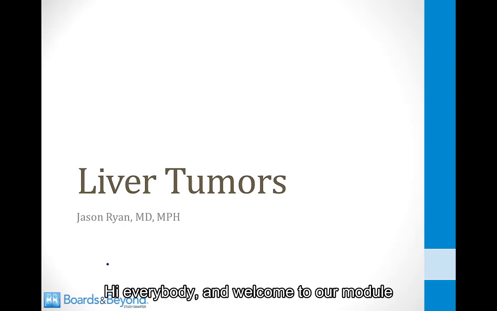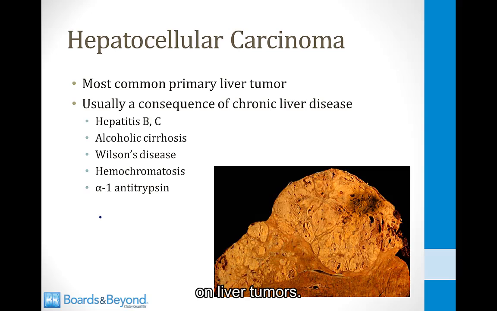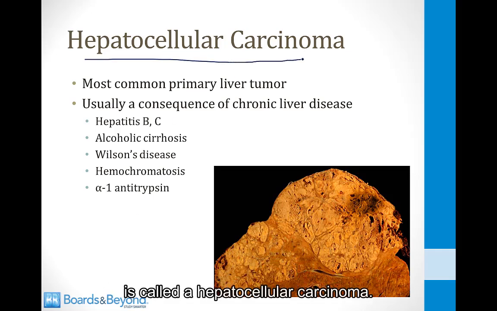Hi everybody, and welcome to our module on liver tumors. As we'll talk about later, most cancers that occur in the liver are metastatic from some other part of the body, but we're going to begin today by talking about primary liver tumors, and the most common primary liver tumor is called a hepatocellular carcinoma.